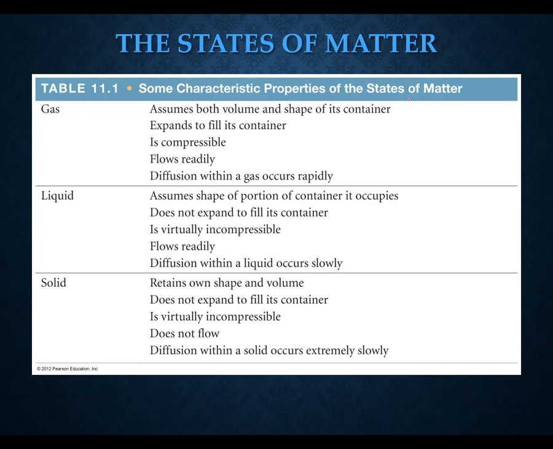Now here's a good table that shows you the basics, describing the characteristics of gases, liquids, and solids and their properties. The gas assumes both the volume and shape of the container. That's where we say it fills the container completely. So it's just going to be in constant random motion bouncing off the walls of the container. Diffusion is very rapid. It is compressible because there's a lot of space between those particles. Liquids assume the shape of their container.